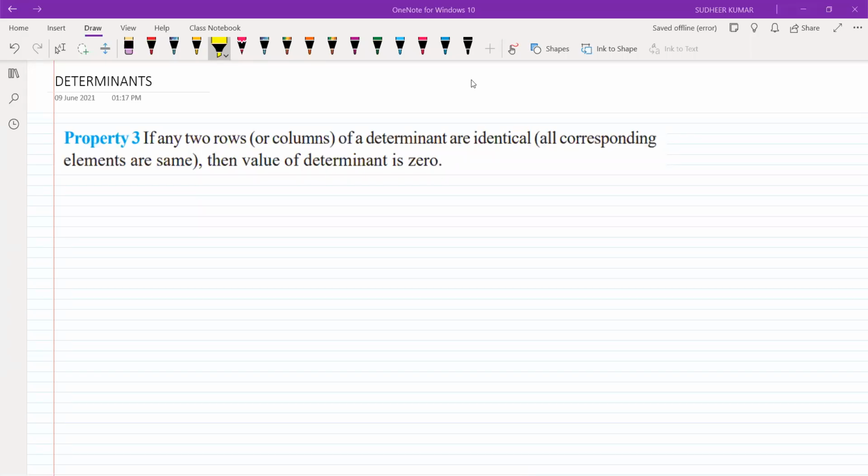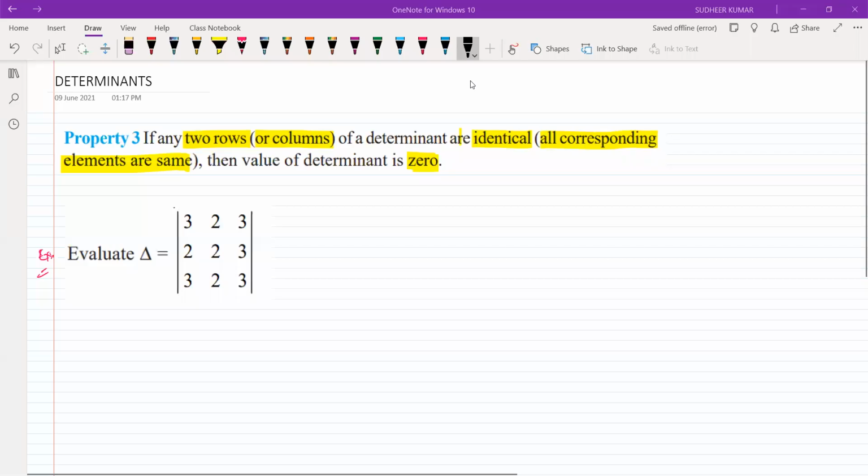So the next property is: if any two rows or columns of a determinant are identical, in the sense that all corresponding elements are the same, then the value of the determinant is 0. Let us take an example to verify it. What do you observe in this determinant? Column 3, all the elements are identical.